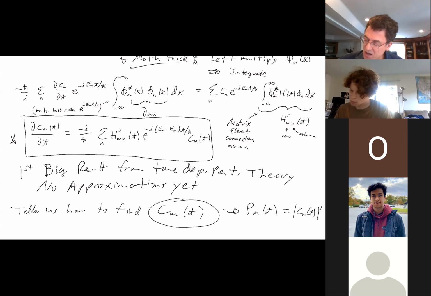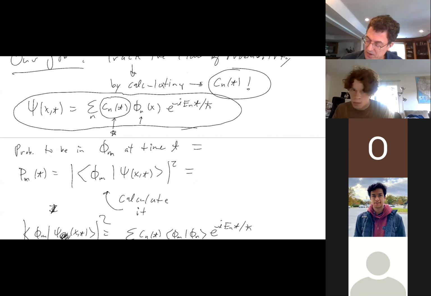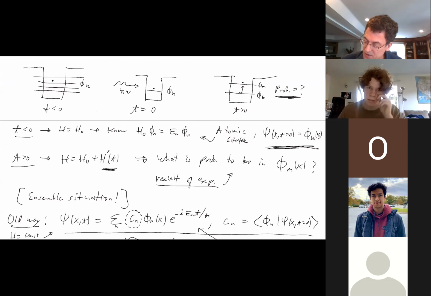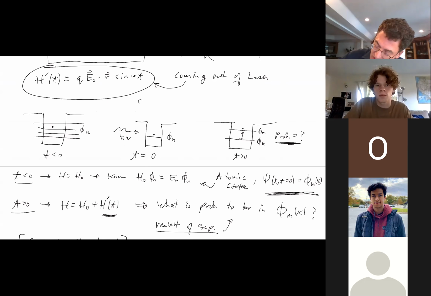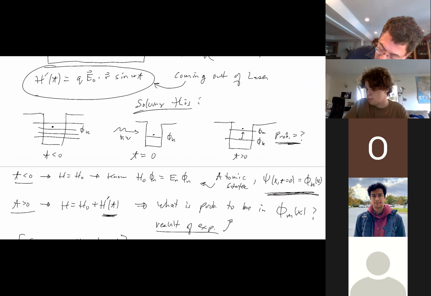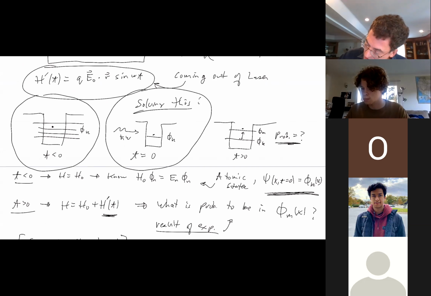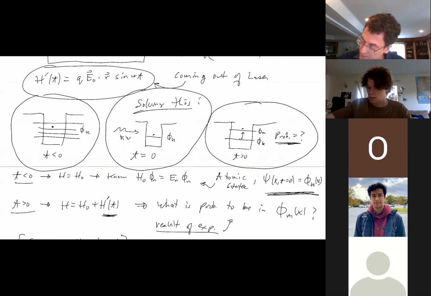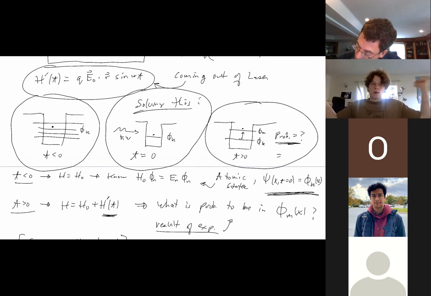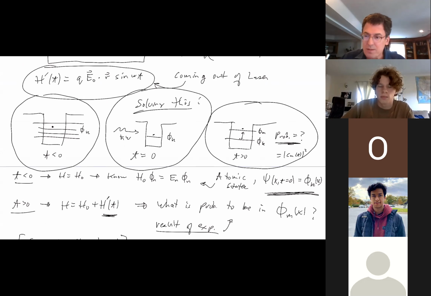And remember, this goes all the way back to this problem. You've probably already forgotten what we're even doing and why we're doing it. We're solving this problem. We have the atom at t less than 0, the electron is in one state. We turn on the laser at t equals 0. And then we want to know the probability to be in that state, phi m. The probability is going to be Cm of t squared. So that's the problem we're trying to solve.